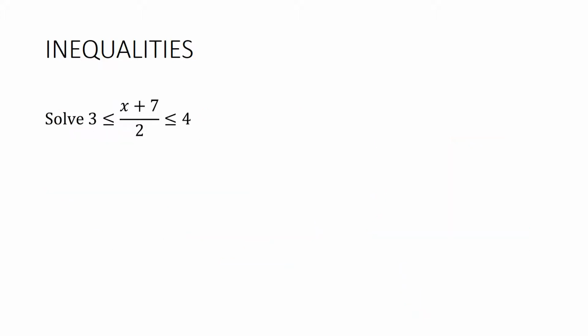Sometimes we get inequalities that have got three sides, like this one. So we've got 3 is less than or equal to (x plus 7) on 2 is less than or equal to 4. And that means that this expression, x plus 7 all over 2, is in between 3 and 4. But what we can do is just perform the opposite operations to all three sides. So I'm going to start off by multiplying by 2 in each case.